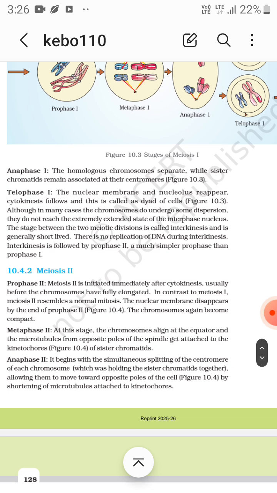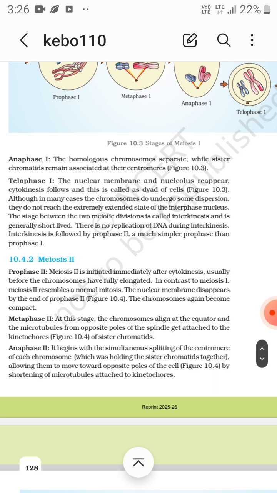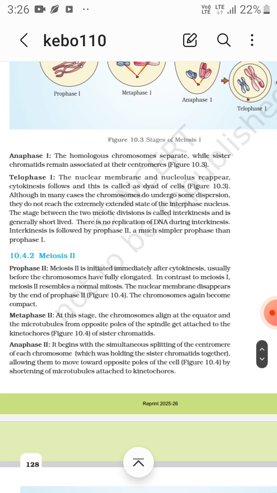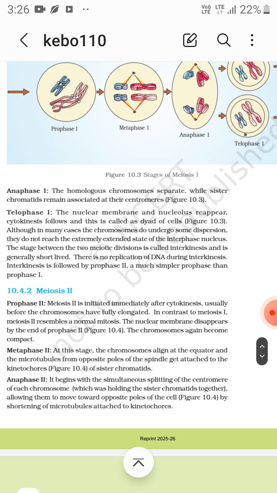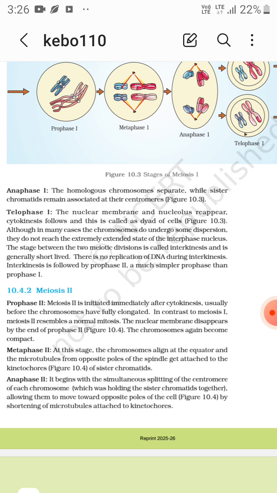So telophase 1: the nuclear membrane and nucleolus reappear. Cytokinesis follows, and this is called the dyad of cells, right? Division of cytoplasm, then dyad of cells. Two cells are formed. Although in many cases the chromosomes do undergo some dispersion, they do not reach the extremely extended state of the interphase nucleus. The stage between the two meiotic divisions is called interkinesis, and is generally short-lived.